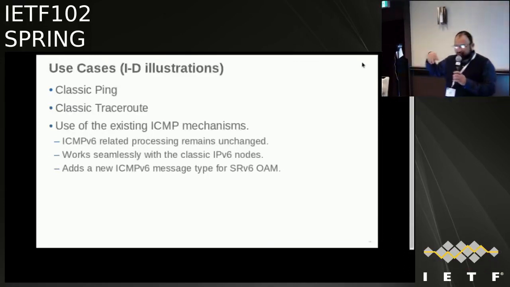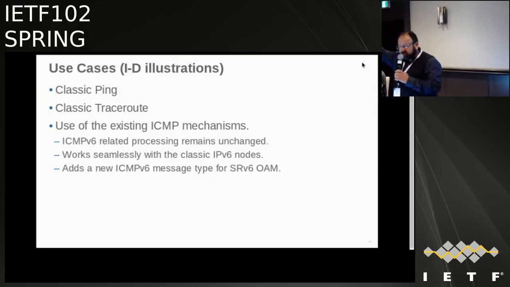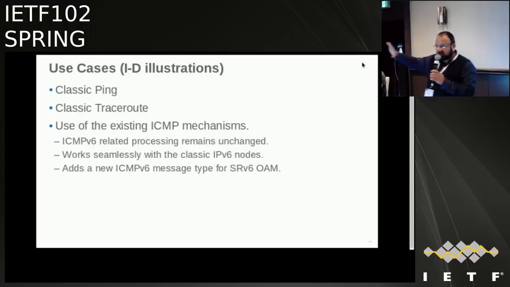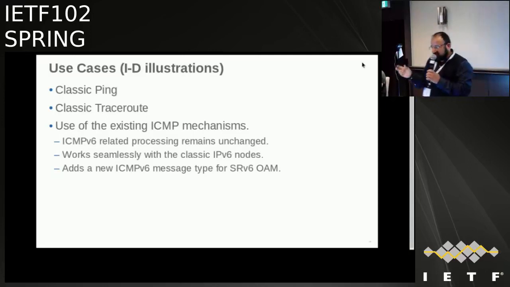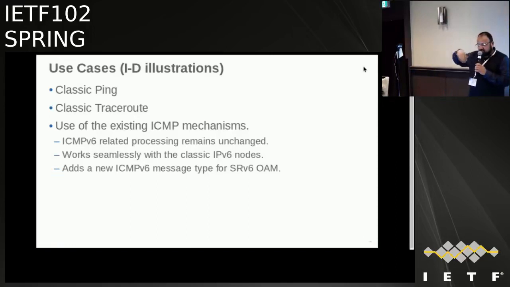On the illustration side of things, there are multiple illustrations. One is the classic ping, which is actually ping to a loopback or IPv6 address in an SRv6 network. And then you have classic traceroute, which is tracing a route to an IPv6 address in the network. It builds on ICMP, actually fully uses ICMP. It doesn't make any changes to ICMP, and it works seamlessly with IPv6 nodes inside the network. For the SRv6 side of ping, it defines a new message type for SRv6 O&M, and we already talked about that this morning in 6man. But that's the only change, just the message type. In certain cases, error messages can be sent when we are using it in the context of SRv6 ping and traceroute. Next slide, please.